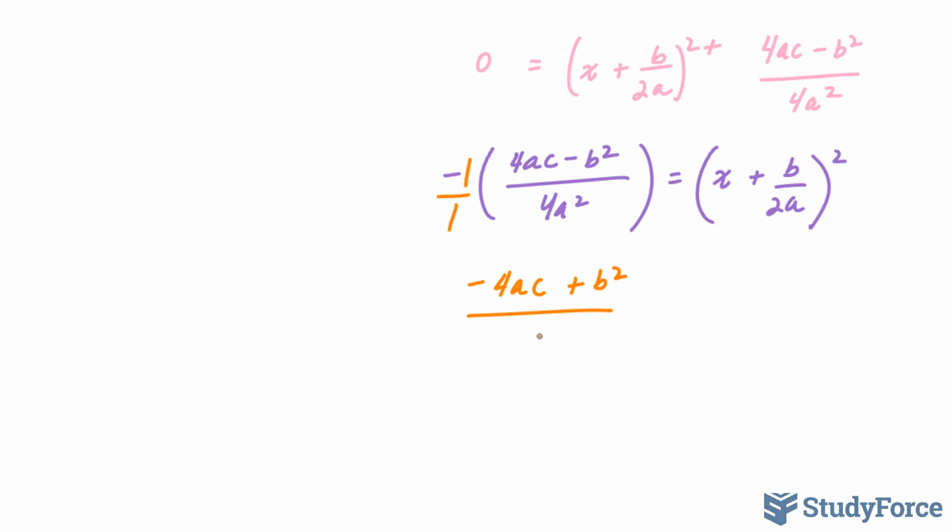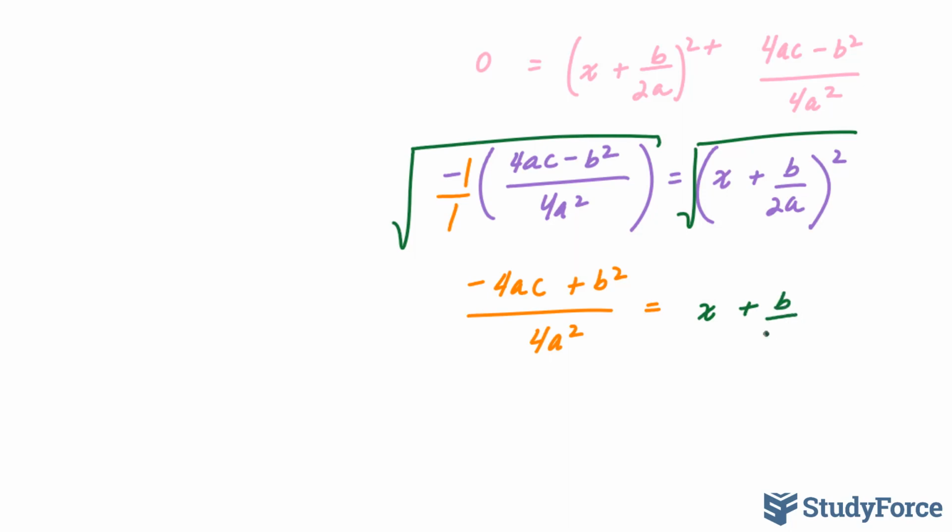So we're multiplying -1 over 1 to this, which will give us minus 4ac plus b squared over 4a squared. And on the right side, what I'll do is square root both sides, because notice that this x is being surrounded in brackets by this power of 2. So to get rid of this power of 2, I'm going to need to square root both sides. And this gives me, on the right side, x plus b over 2a. And on the left side, we have the square root of this expression.